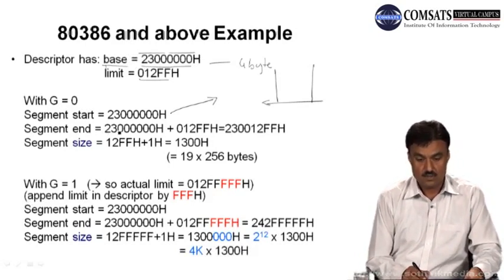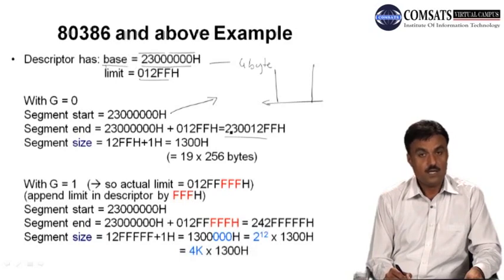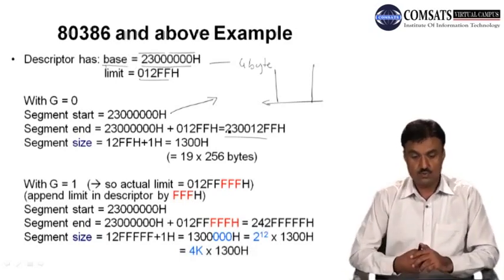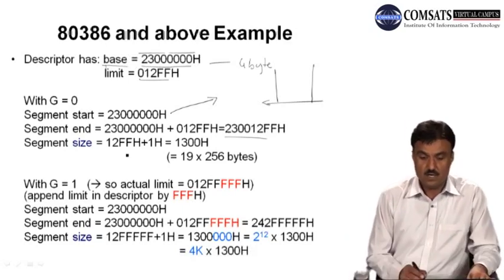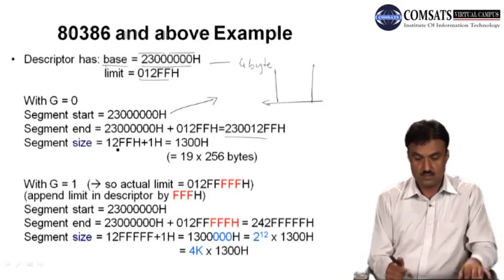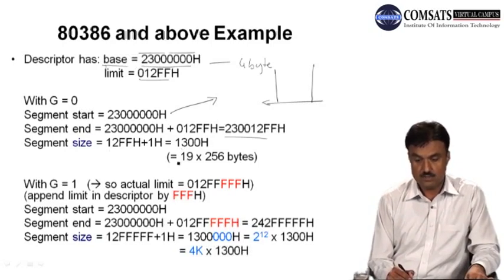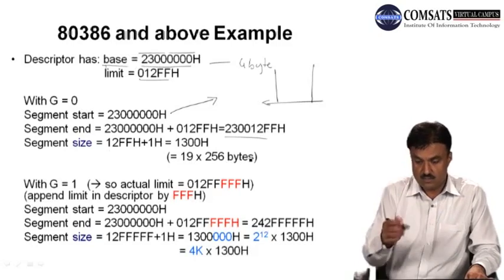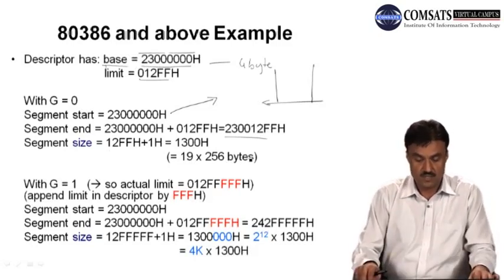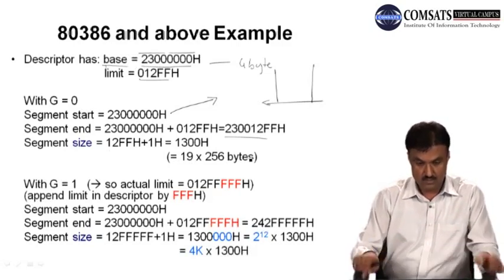How will we calculate the segment end? The same base plus the offset. The offset is 012FF hexadecimal. So it will be 230012FFH, which is 8 hexadecimal digits. We just add these two, the base and the limit. The segment size will be 12FF plus 1, because we start from 0, so it will be 1300, which is equal to 19 multiplied by 256 bytes. This is the complete size of the whole segment area.